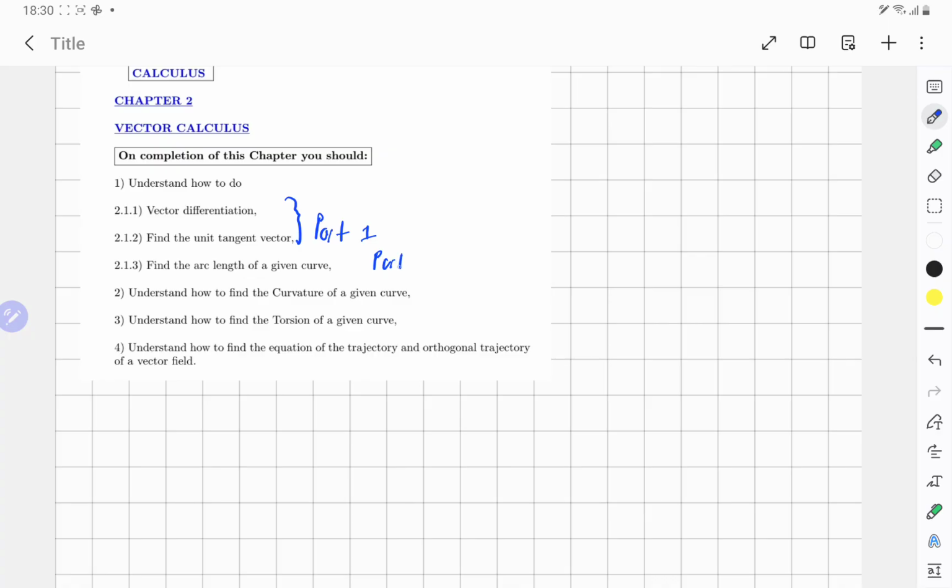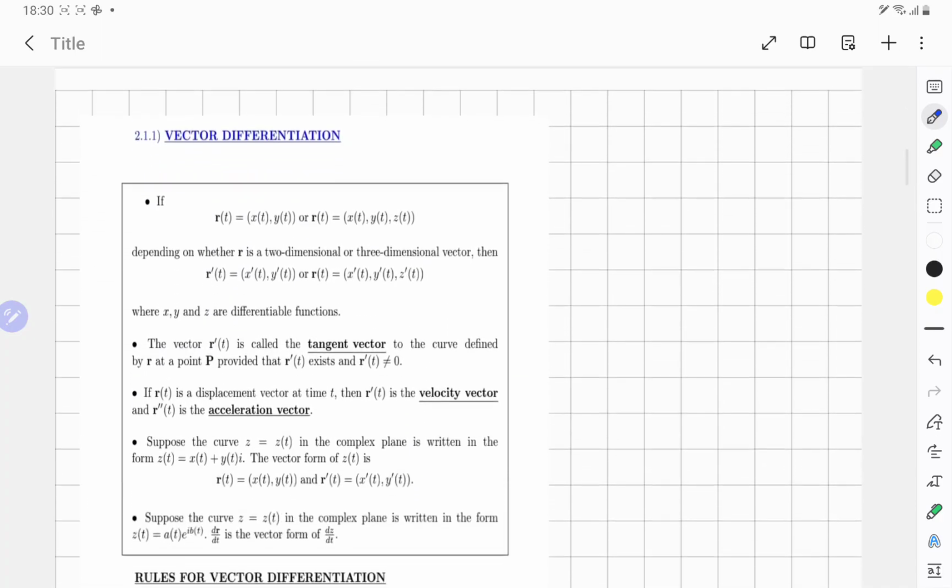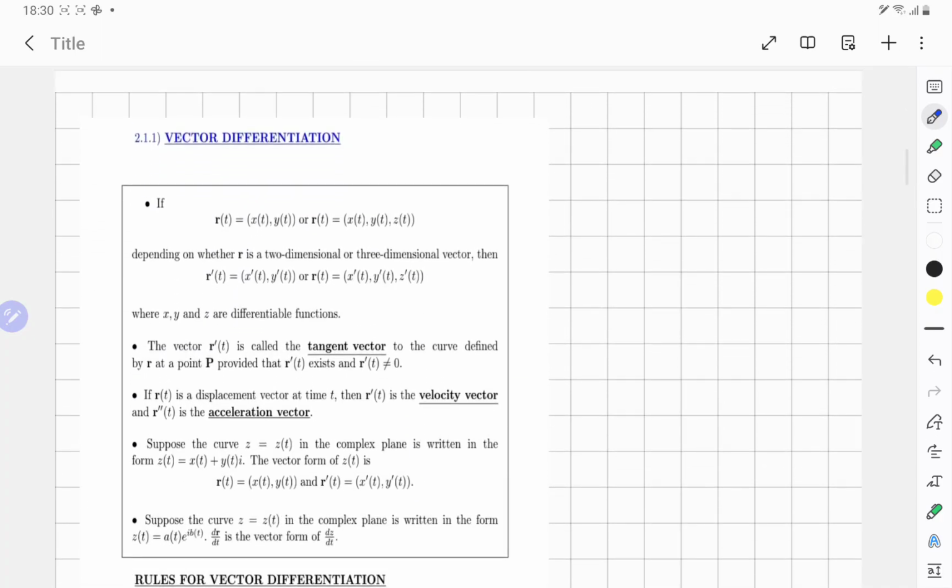Then in part 2, we will do the arc length. Part 3, we will do curvature. Part 4, we will do torsion. And then in the last video, we will do the trajectories and orthogonal trajectories. So we will have 5 parts, so just make sure you watch them all from the beginning.